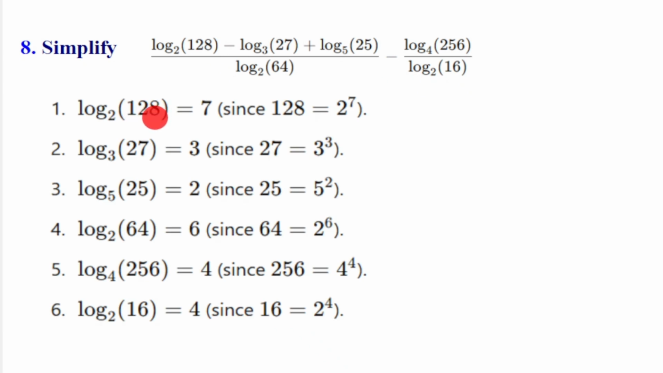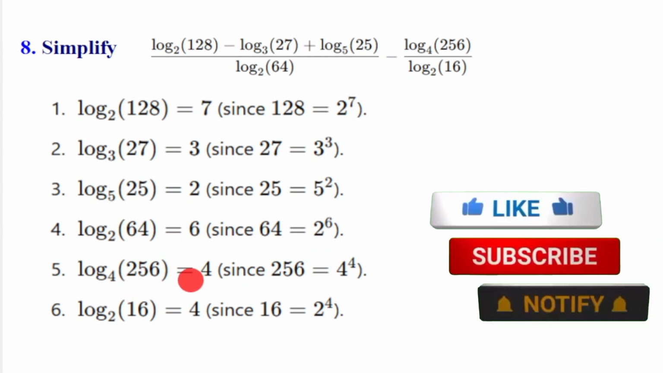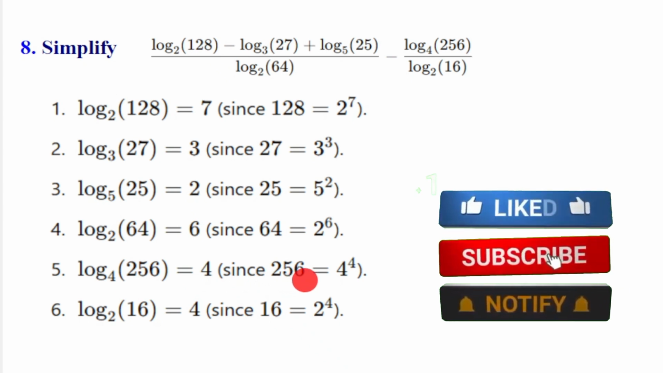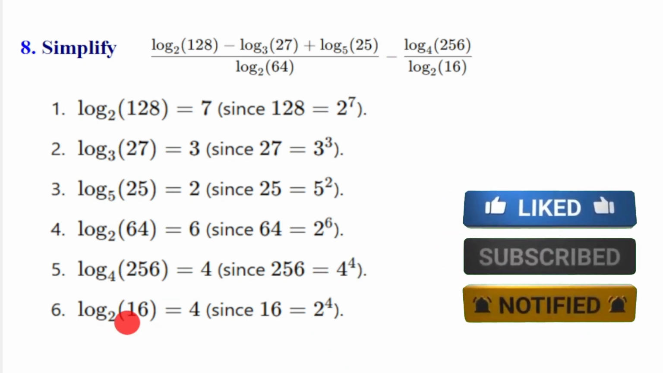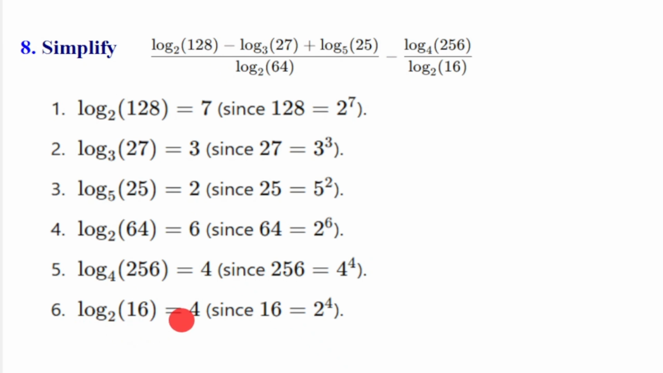Log base 2 of 128 is 7, since 128 is 2 to the power of 7. Log base 3 of 27 is equal to 3, since 27 is 3 to the power of 3. Log base 5 of 25 is equal to 2, since 25 is 5 to the power of 2. Log base 2 of 64 is equal to 6, since 64 is 2 to the power of 6. Log base 4 of 256 is equal to 4, since 256 is equal to 4 to the power of 4. Log base 2 of 16 is equal to 4, since 16 is 2 to the power of 4.